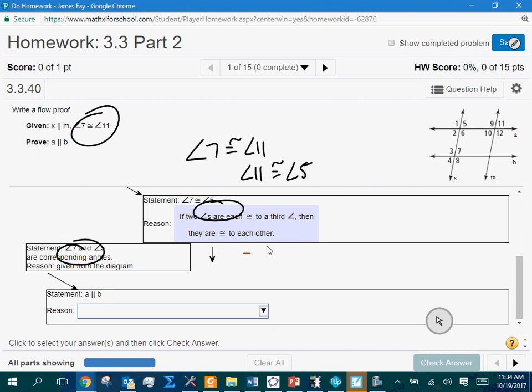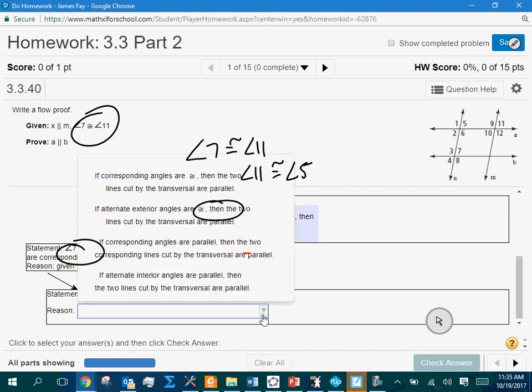Okay? So now, we've got a statement that says 7 and 5 are corresponding angles. And that, again, is evident from the picture, right? You knew they were corresponding. You told me that they're corresponding a little bit ago. But now, why can I say A is parallel to B? All right, because 7 and 5 are corresponding, and we've shown previously that they're also what? Congruent. So if we have corresponding angles that are congruent, then the lines that create them have to be parallel. So that's what we're looking for here. If corresponding angles are congruent, then the two lines cut by the transversal are parallel. Okay, and it's going to be that first option.